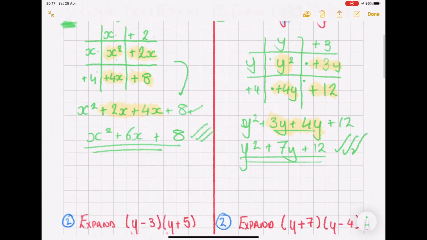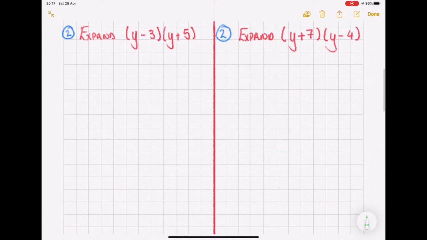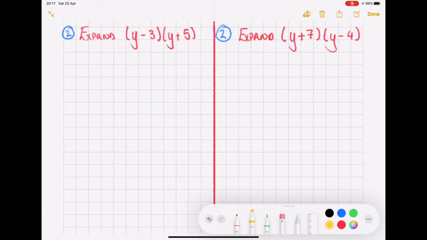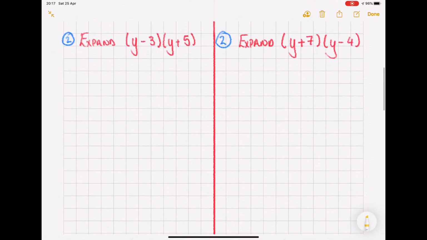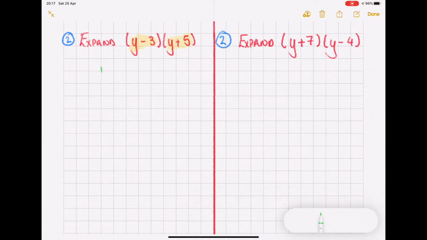Okay, let's look at a second example here. Expand y minus 3 brackets y plus 5. Now what's different here is we have a minus in that bracket. But let's start this exactly the same as we would with the other ones. So we can draw out our grid.